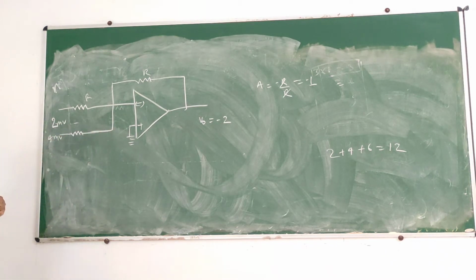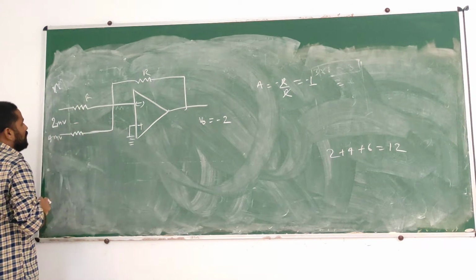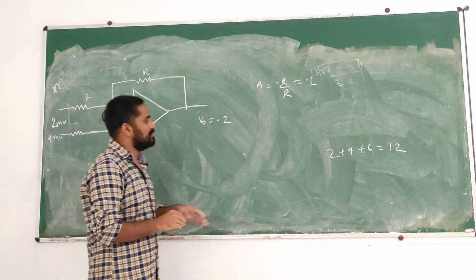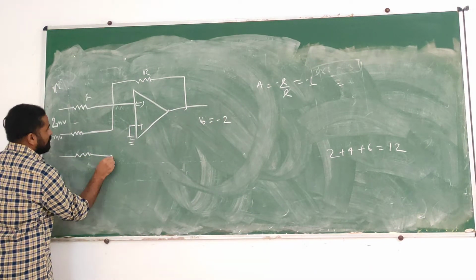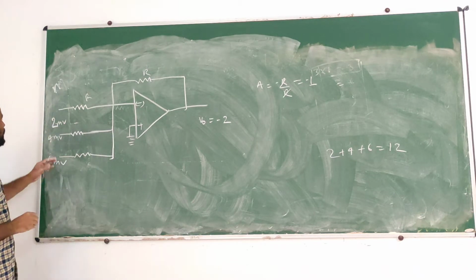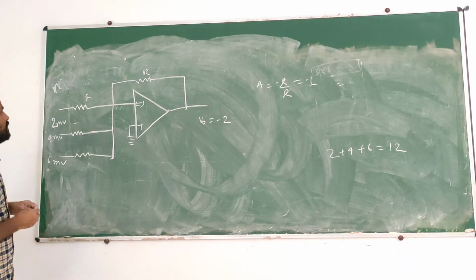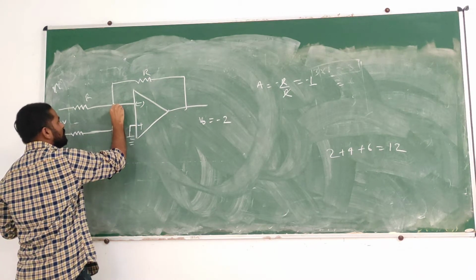Now how to solve this circuit? We can easily solve it by using the superposition theorem. Now we are having all the combination 2, 4 and 6, all the 3 we are giving. Now we got 2 millivolt, 4 millivolt, 6 millivolt. Now how to solve this circuit? This is your ground. Because of this virtual ground, this will become 0 volt.